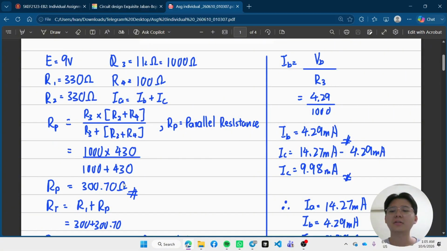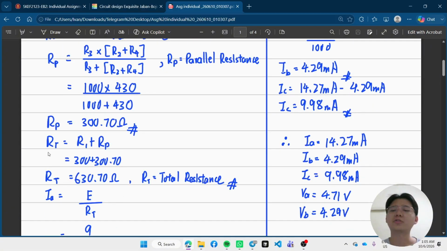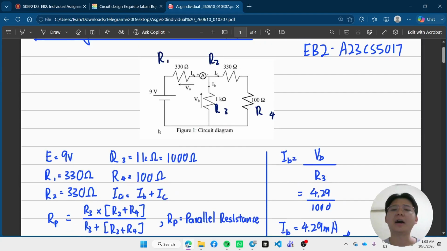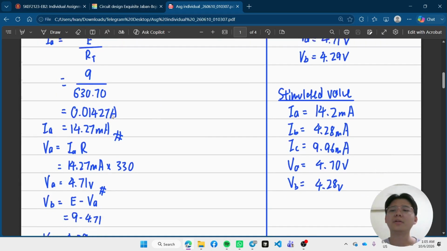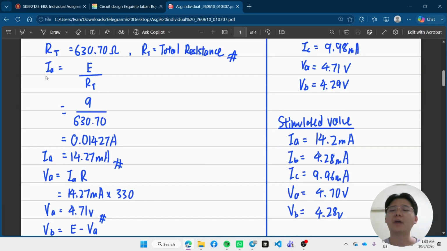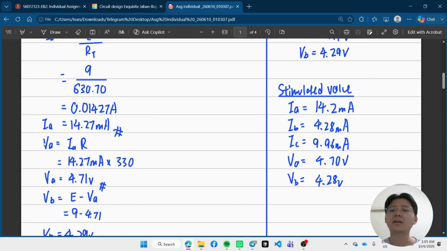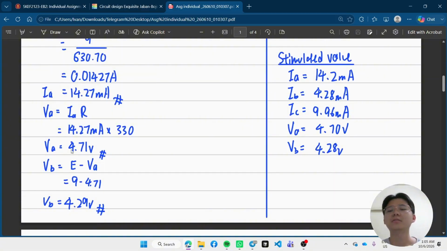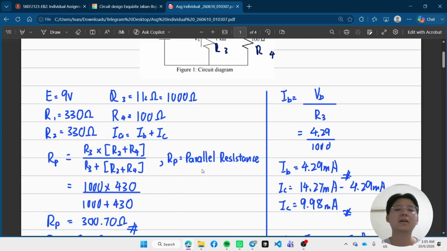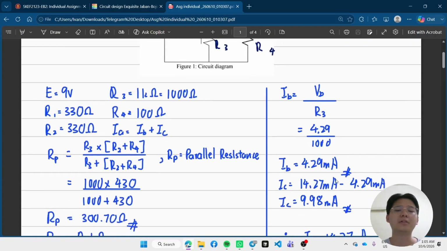I get the total resistance first. Based on the total resistance, I can find IA from here. I can use E equal to IR, and I get IA. Once I get IA, I can get VA by this formula, and VA is 4.71. And since VA and VB together make up E, VB is E minus VA, and we can get this one, and the B can be this one.